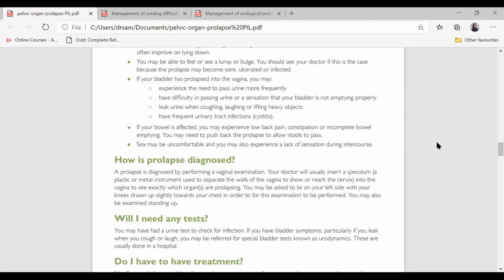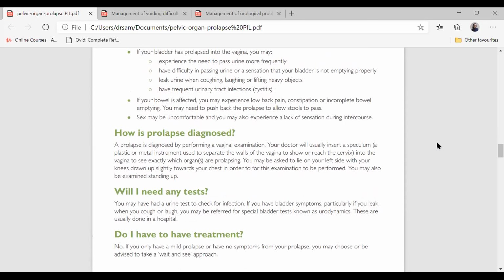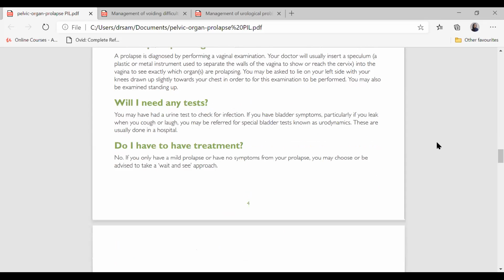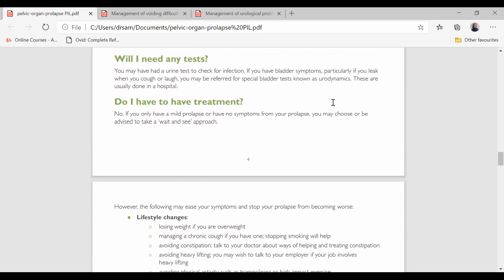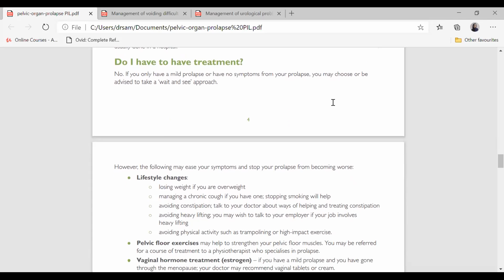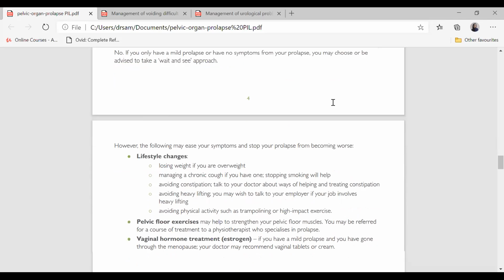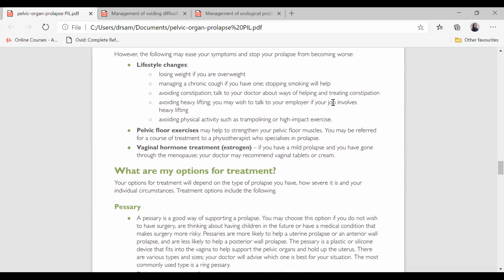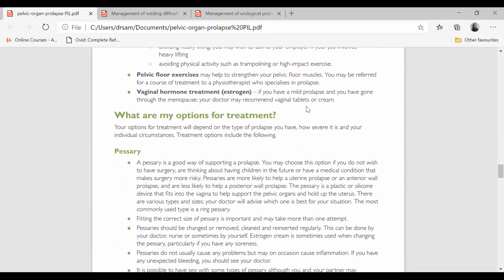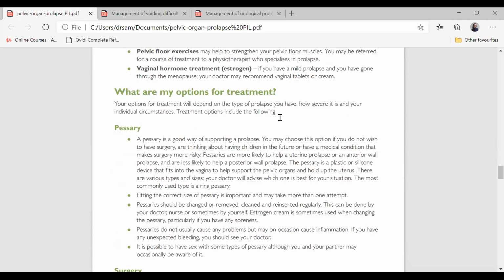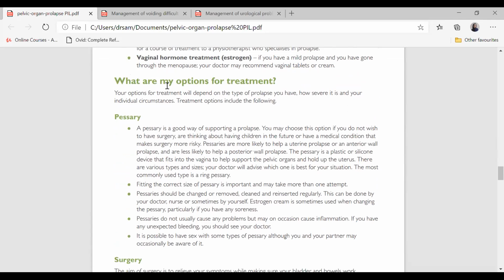Yes. How is prolapse diagnosed? Next page. Infection, you talked about infection. Did you talk about urodynamics? No, I didn't talk about urodynamics. Do I have to have treatment? Lifestyle changes, you already talked about. Pelvic floor exercises. Not important. Estrogen here, vaginal estrogen.